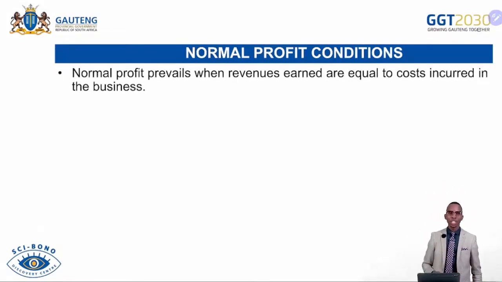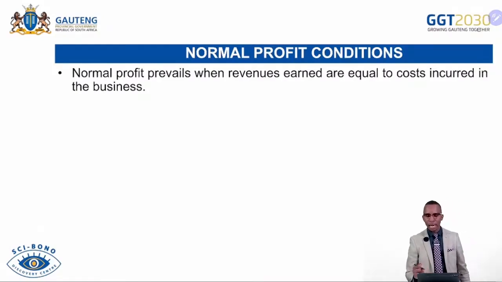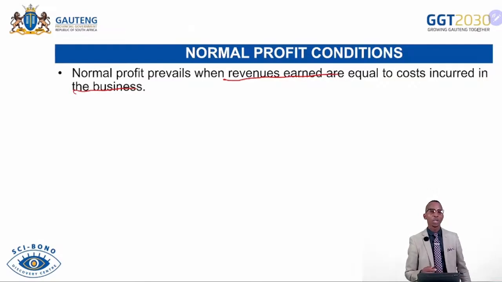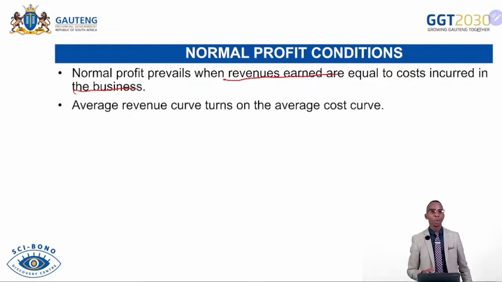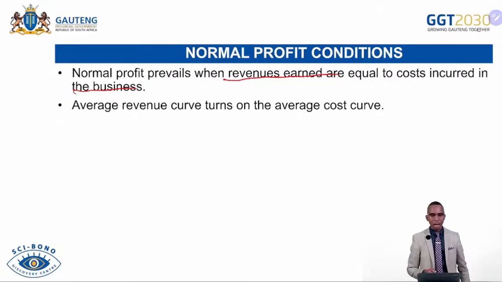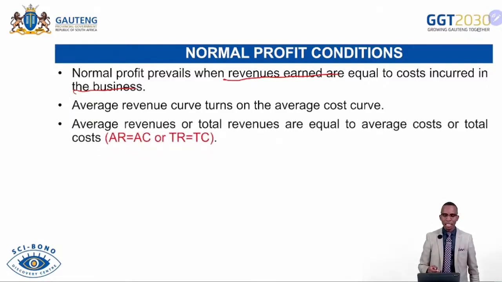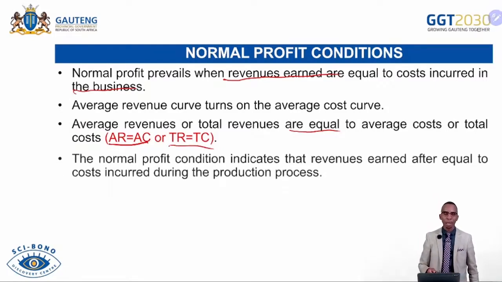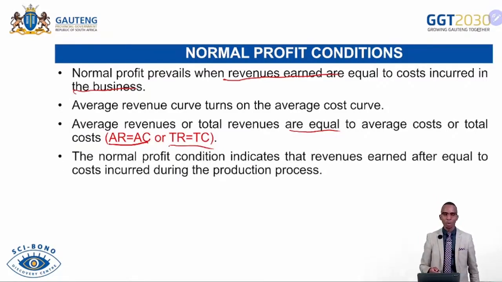Normal profit conditions prevail when revenues earned are equal to the costs incurred in the business. So both revenues and costs are equal. Cost can be 50, revenues can be 50. That will lead to the business making normal profit, not making a profit, neither a loss. We call that a break even. The average revenue curve turns on the average cost. And then average revenues, or total revenues, are equal to the total cost. AR equals AC or TR equals TC. That's when the firm will be making the normal profit. So there's no loss, there's no profit, it's normal.